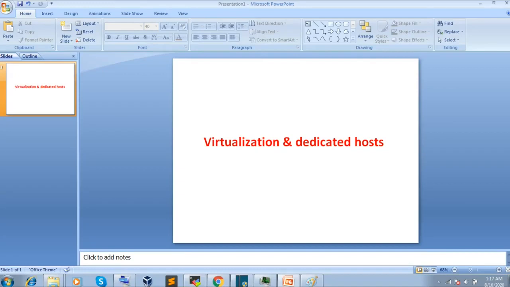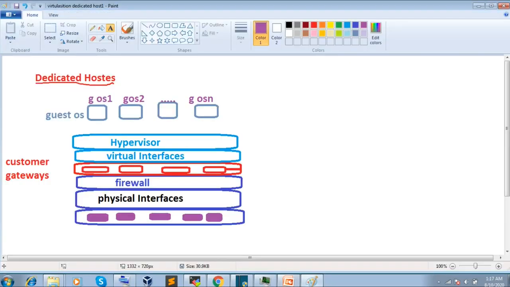My name is Venkatram. In this tutorial, we will learn what is virtualization and dedicated hosts. Let us see. A dedicated host is nothing but, in AWS, it provides a physical server to the customer.